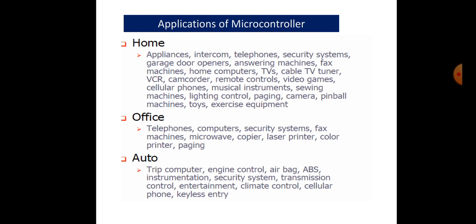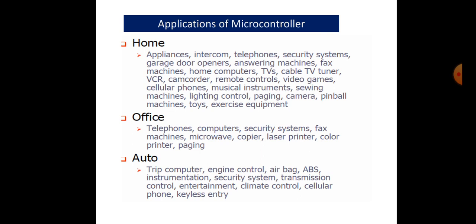Then for office automation, like telephones, computers, security systems, fax machines, copiers, laser printers. Then for automobiles, we have the trip computer, engine control, airbag, ABS, anti-skid braking system, security system, climate control, keyless entry, right? So these are some of the applications nowadays, in whatever field you have, of embedded systems.